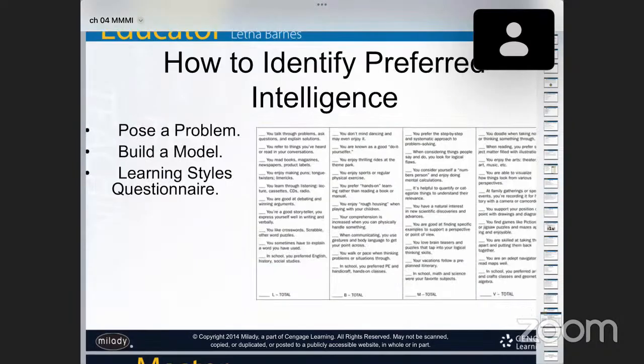How to identify preferred intelligence: pose a problem, build a model, learning style questionnaire. So here we go. This is just a questionnaire. So we'll look up a questionnaire next week. I'm going to see if I can find one, and we may give the students this questionnaire sometime next week.